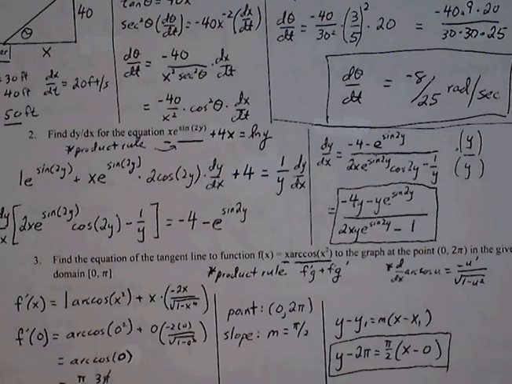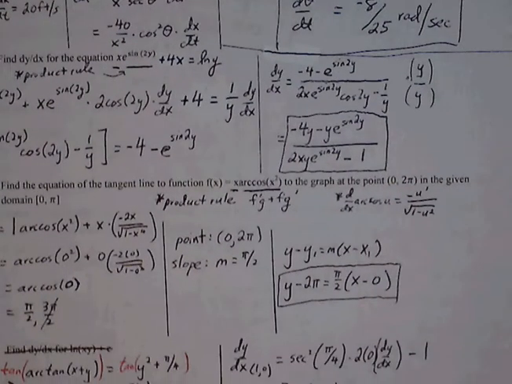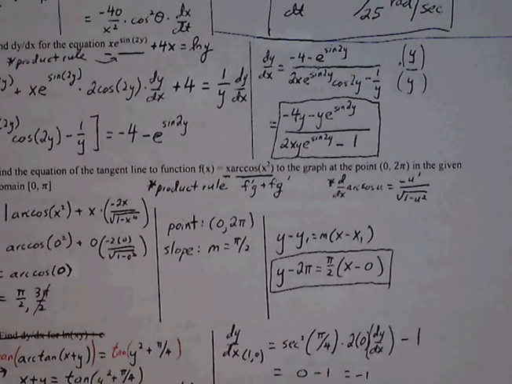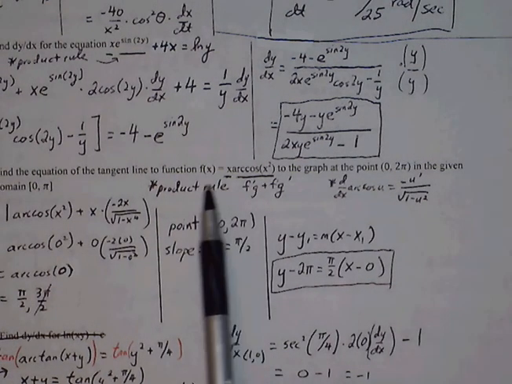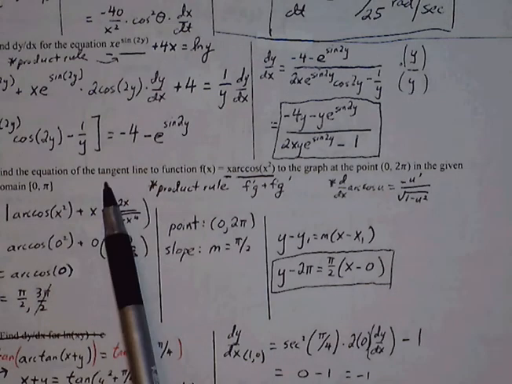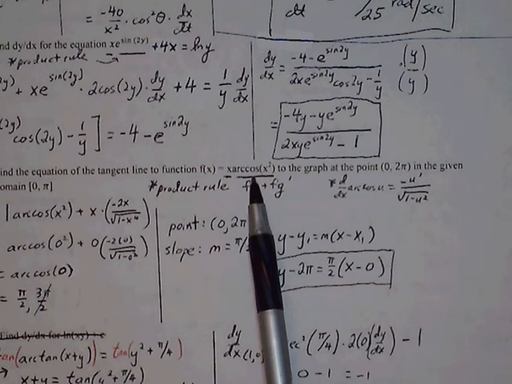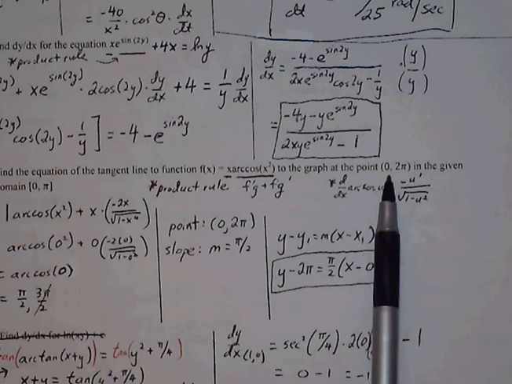Right, number 3, find the equation of the tangent line to our function x times arc cosine of x squared at the point 0, 2 pi in the given domain 0 to pi. Okay. So if we want to find the equation of the tangent line, we first need to find the derivative, and from our derivative we can plug in the x value to determine the slope.